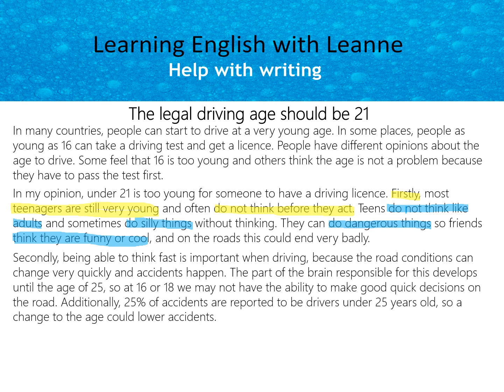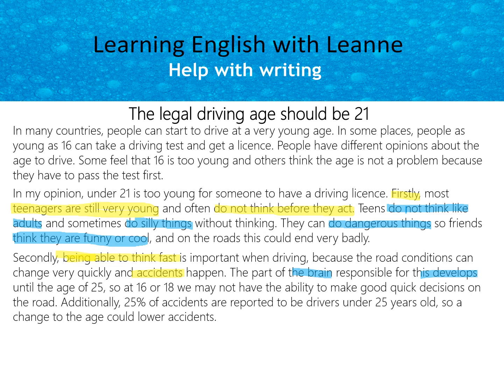Then body paragraph 2, so I introduce my second reason why I think what I think about the driving age. I talk about being able to think fast is important because road conditions can change and accidents. So that's my second reason why I think this for the driving age, and then again the rest of the paragraph supports that idea, that reason why. So I talk about the brain and how it develops.